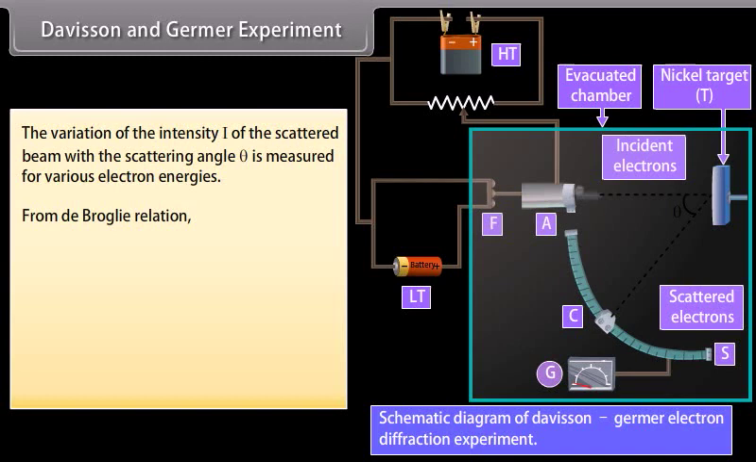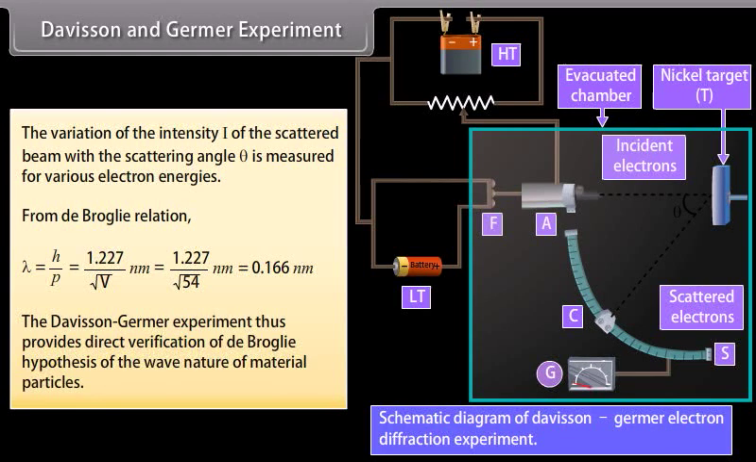For these electrons accelerated through a potential difference of 54 V, lambda equals h by p, which equals 1.227 by square root of V nanometer, equals 1.227 by square root of 54 nanometer, which equals 0.166 nanometer. The Davisson-Germer experiment thus provides direct verification of the de Broglie hypothesis of the wave nature of material particles.